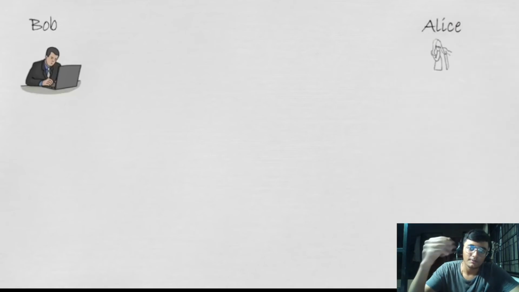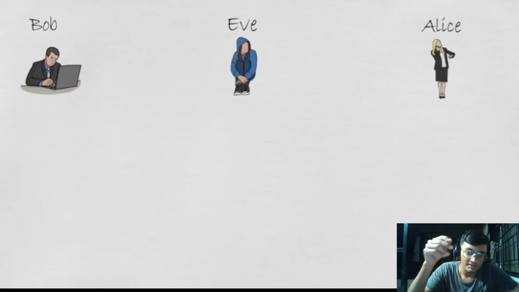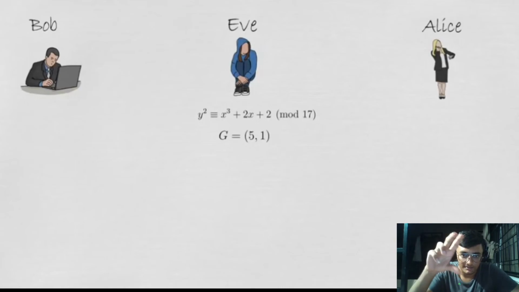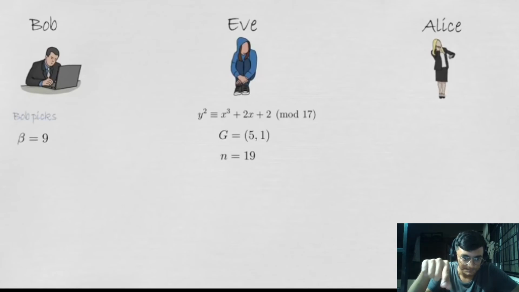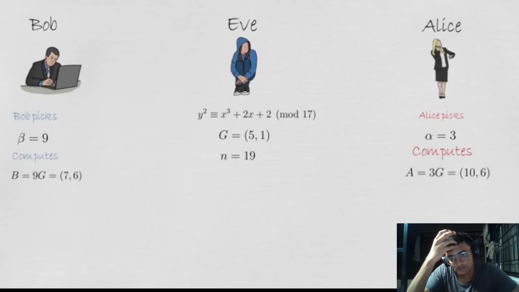Now we can implement the key exchange protocol again. Consider Bob and Alice want to communicate, and they don't want the eavesdropper to discover the secret key. So the generator point and the order 19 are the parameters. First, Bob picks his private key beta equal to 9, and computes B equal to 9 times G. Similarly, Alice picks her secret key alpha equal to 3, and A is equal to 3G.